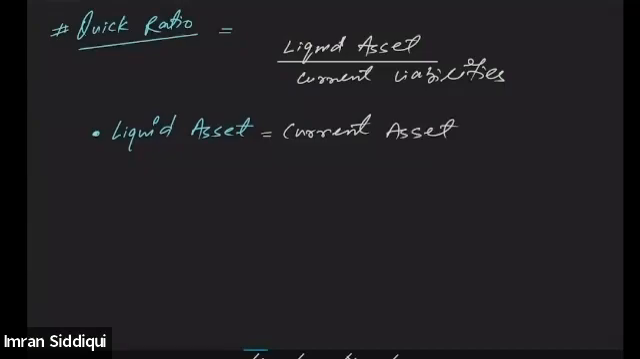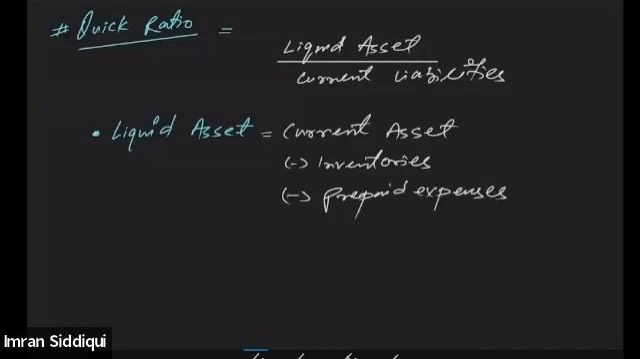Out of current asset, we subtract the value of the inventories, and we subtract the value of the prepaid expenses as well. Then the amount left will be considered as the liquid asset. Please note this formula. Liquid asset equals current asset minus inventory minus prepaid expenses.